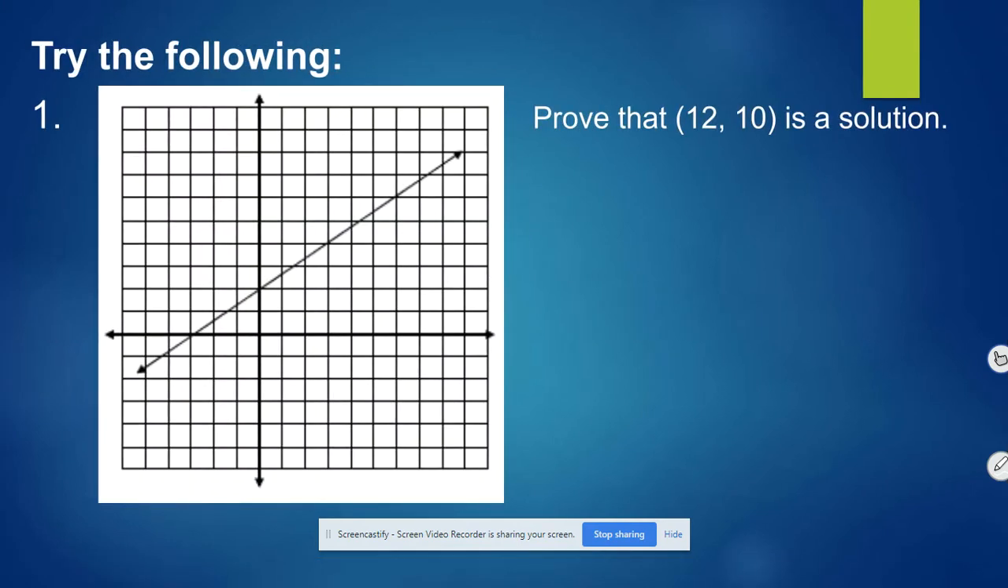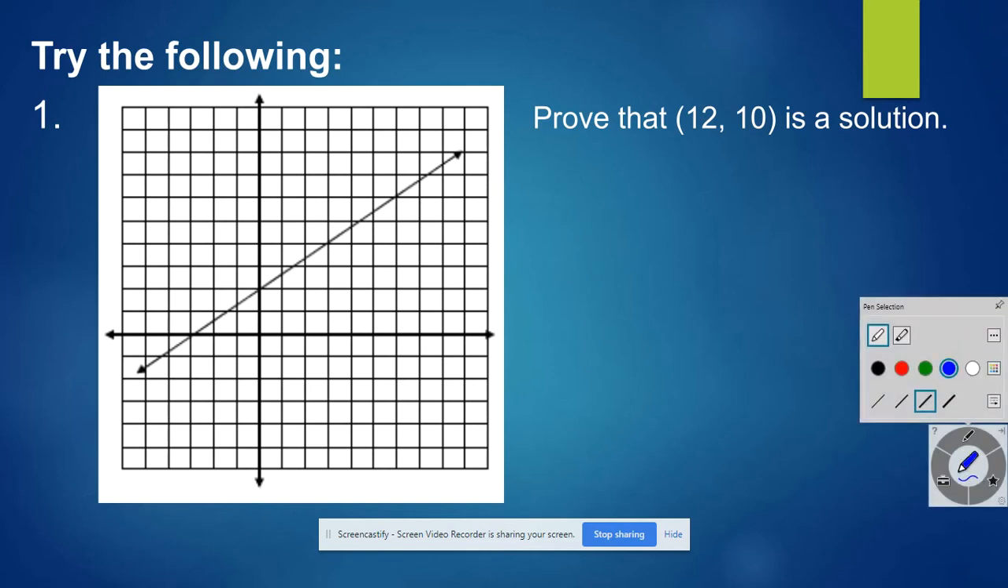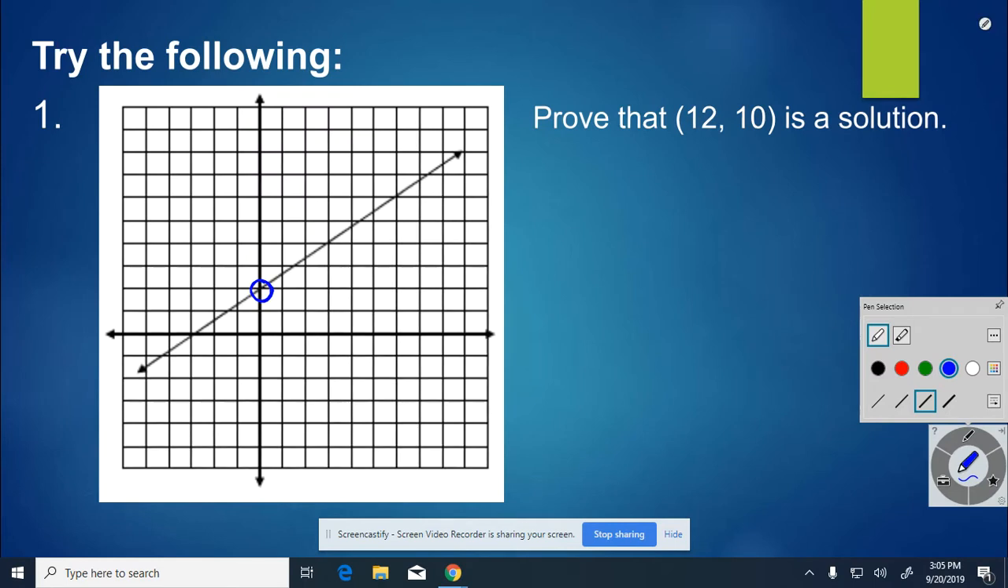So here's our first example. Before we do that, first we have to find the equation. Then we'll prove that (12, 10) is on the line. So we have to take a look at the line and figure out the slope and the y-intercept. So here is our y-intercept. Okay, so the y-intercept is going to be 2.